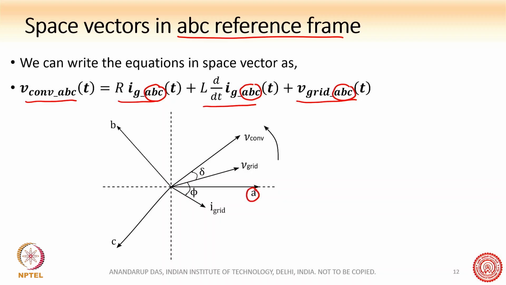So you can see here, these are the ABC stationary axes, and we are defining the space vectors with respect to these three stationary axes. Here are the converter voltage space vector, grid voltage space vector, and grid current space vector.